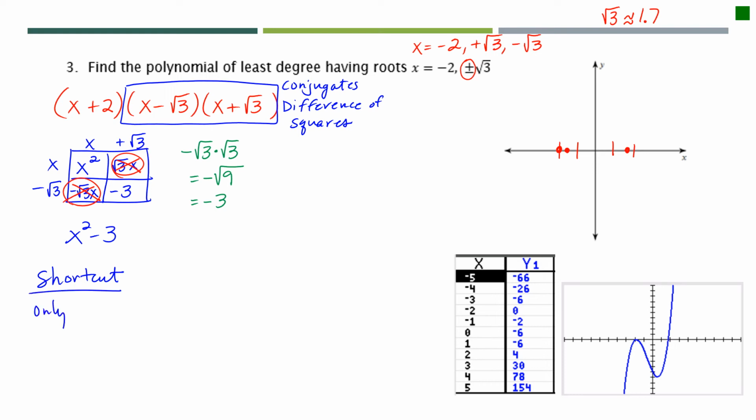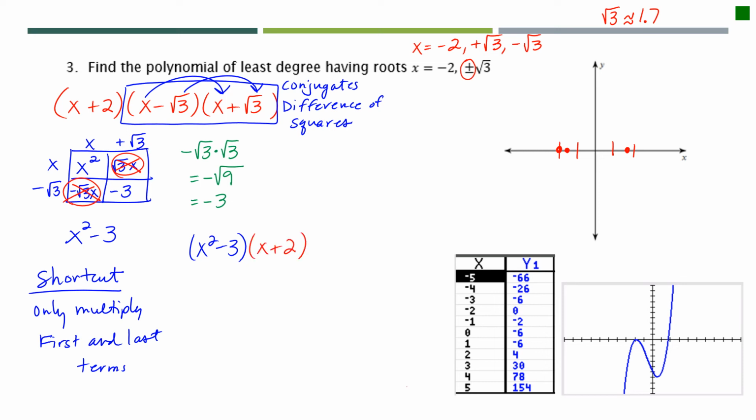So the shortcut is, whenever you have conjugates, which is what we had here, you're going to only multiply the first and the last terms. So what I mean by that is x times x and negative root 3 times positive root 3. All right, so I have my x squared minus 3, and then I also have x plus 2.